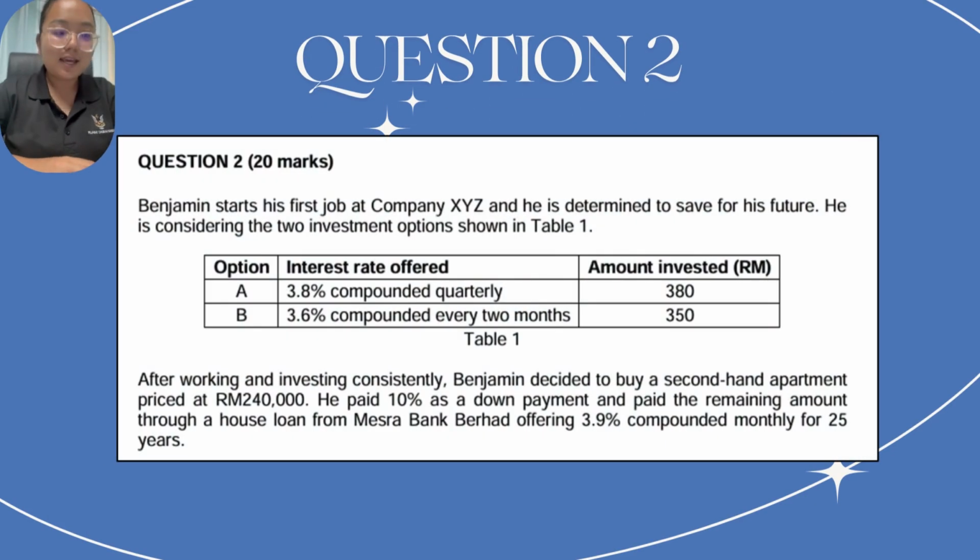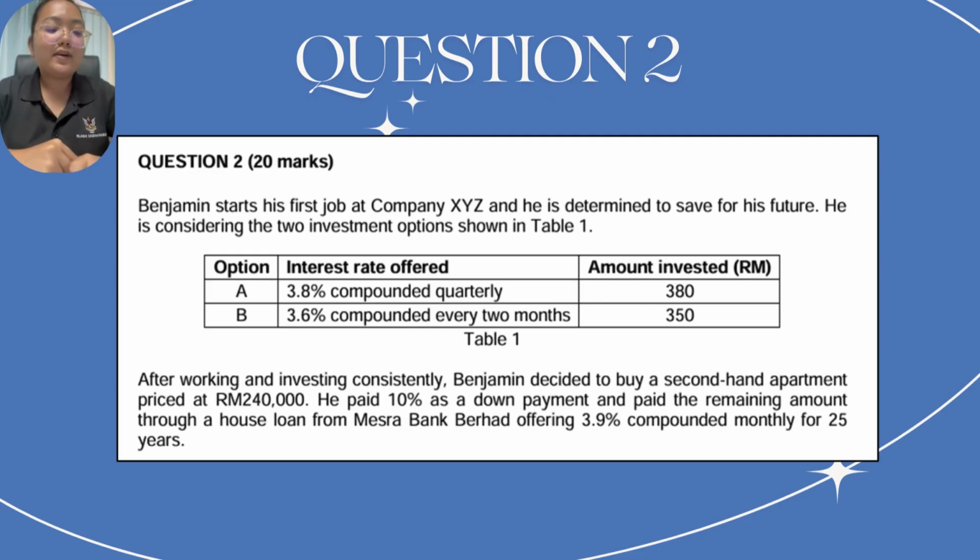Now it's my turn to explain about question 2. Benjamin starts his first job at company XYZ and he is determined to save for his future. He is considering the 2 investment options shown in table 1, which is, for option A, he is offered 3.8% compounded quarterly with an amount of 380 ringgit. Meanwhile, for option B, he is offered 3.6% compounded every 2 months of the amount of 350 ringgit.